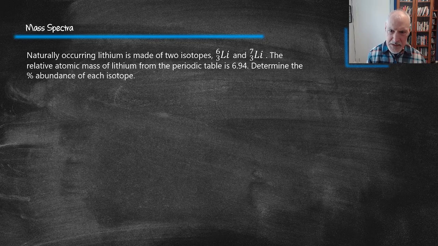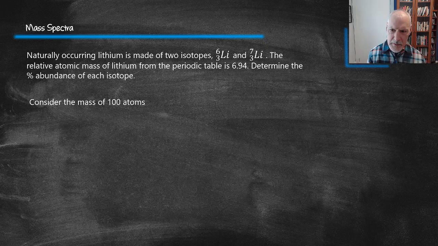Let's try another relative atomic mass question. Naturally occurring lithium comes in two isotopes, one that weighs 6 and one that weighs 7. The relative atomic mass on the periodic table is 6.94. Determine the relative abundance of each isotope.